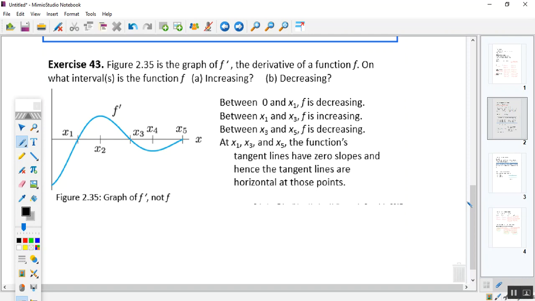Okay? What was going on then? You tell me what happened right here then at x1. Decreasing. What was the slope at x1? Zero. It went from decreasing slopes to increasing slopes. So this would be a peak or a valley point.